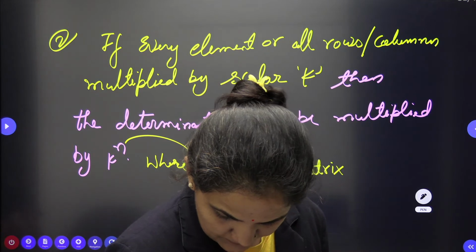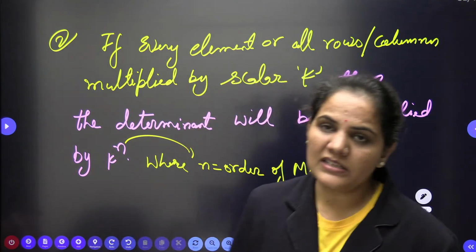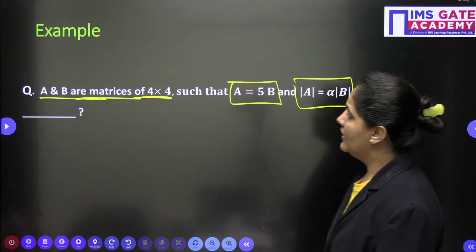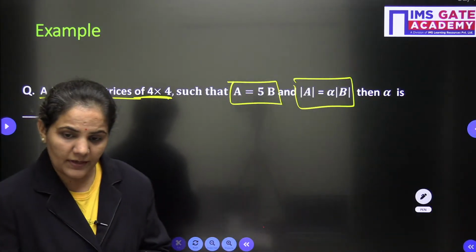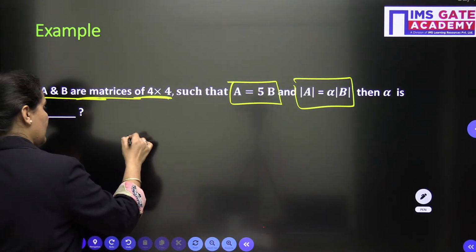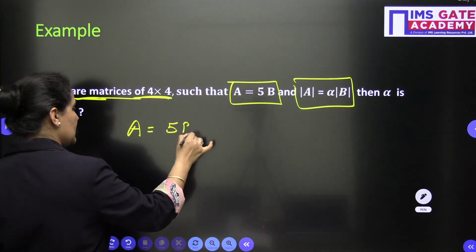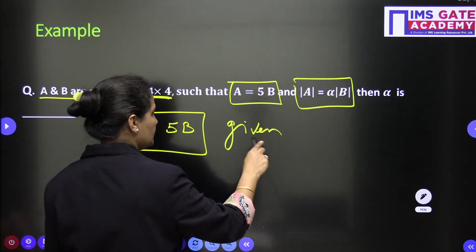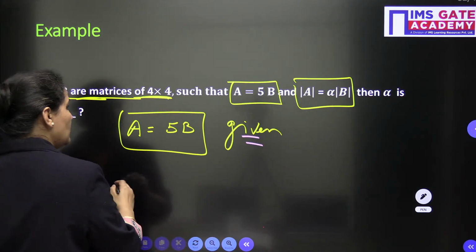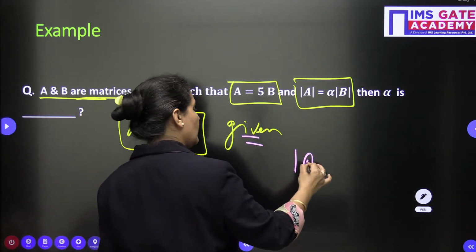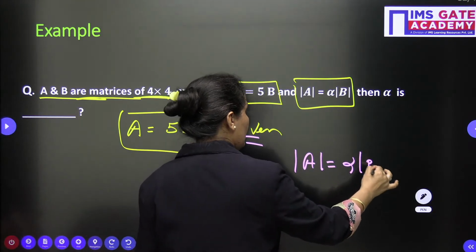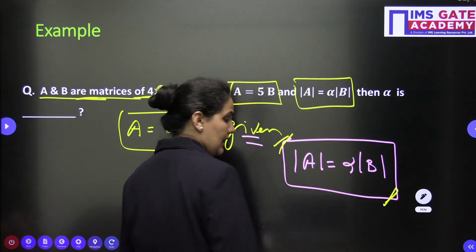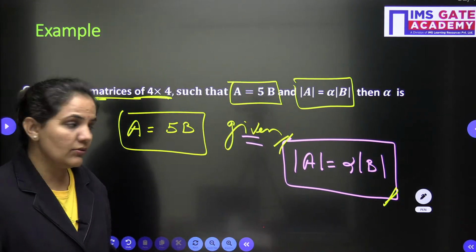So this is your second property. Now if I go with this question: A and B are 4 cross 4 matrices. A is equal to 5B, this is already given to me. And one more thing is given: the determinant of A is equal to alpha into the determinant of B. I need to find the value of this alpha.